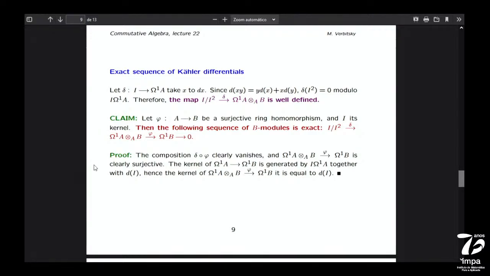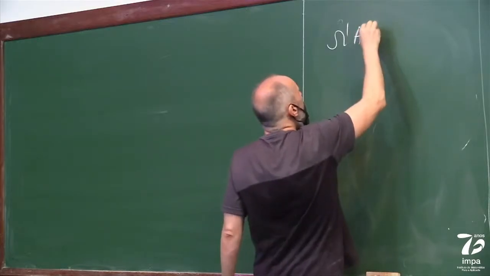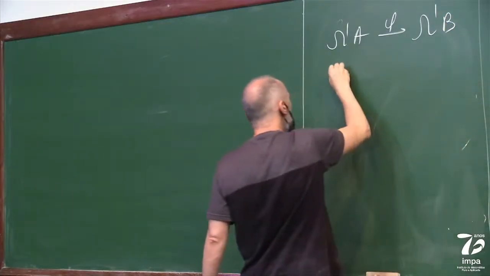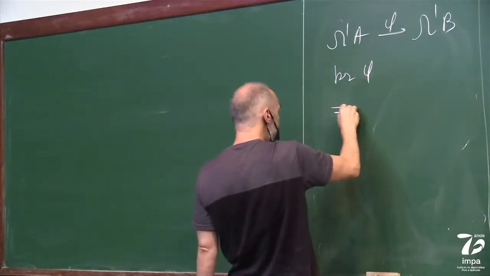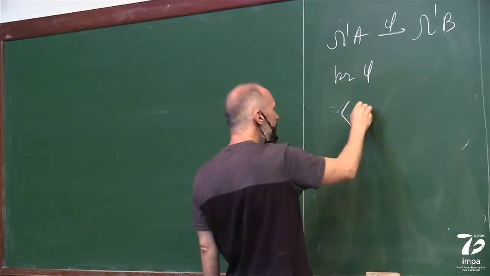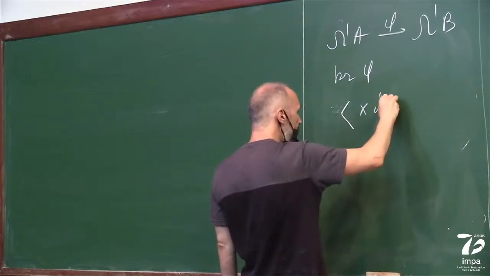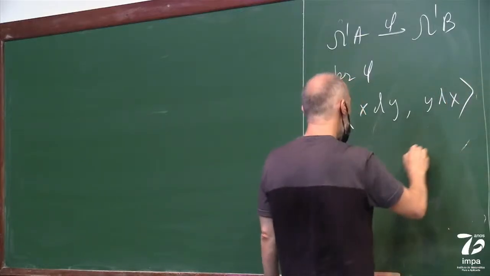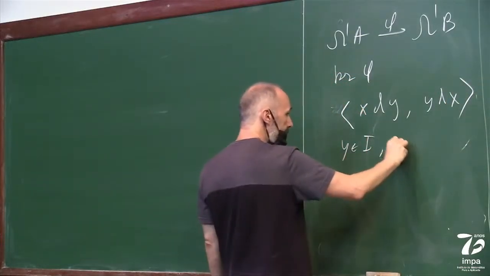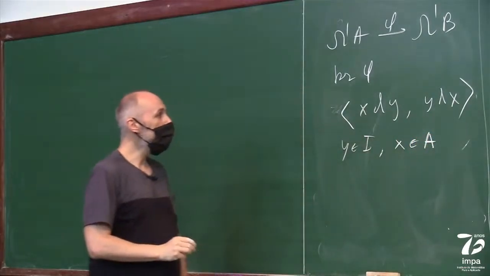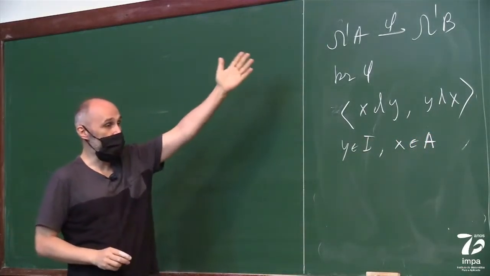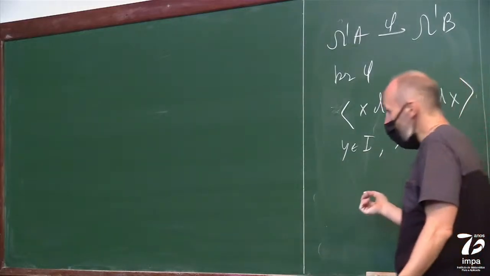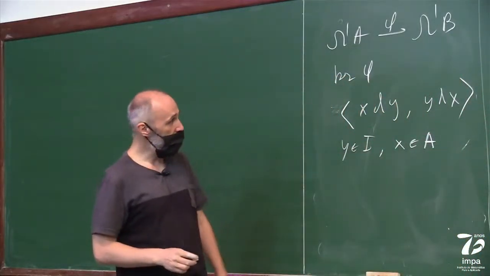Now you have a map Ω¹_A → Ω¹_B. I will use the same letter φ for it. The kernel of this φ is, by definition, generated by x dy and y dx, where y belongs to I and x belongs to A. Right? This is the kernel, by definition. So we know how it maps: it just applies φ to both sides. So if something becomes 0, this means that it was in I.